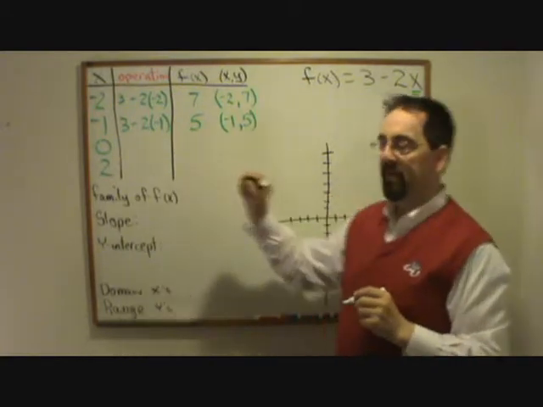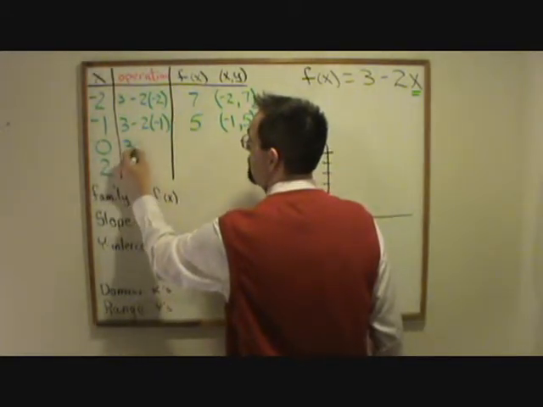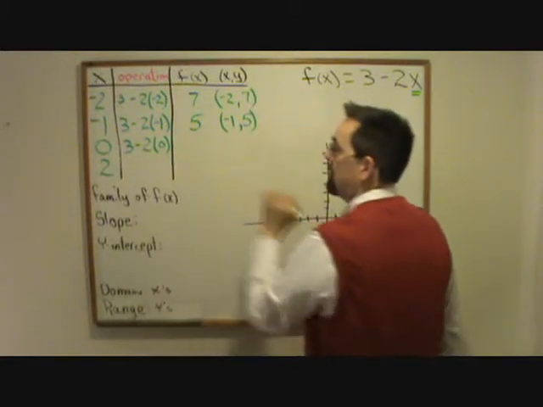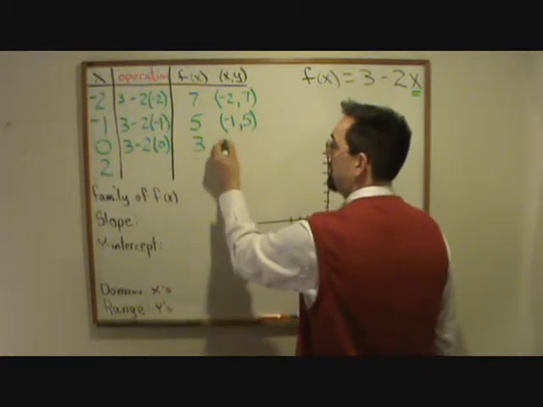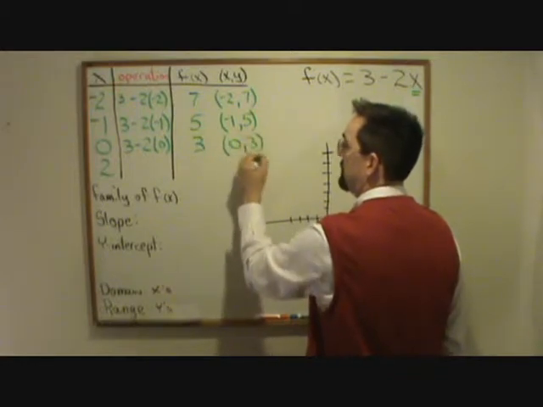The third arbitrary value for x, plugging it in, will be 3 minus 2 times 0. Minus 2 times 0 is 0, so we're going to have 3. So our third point will be 0, comma 3.